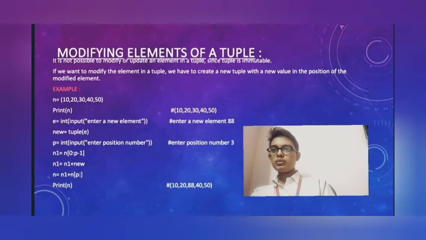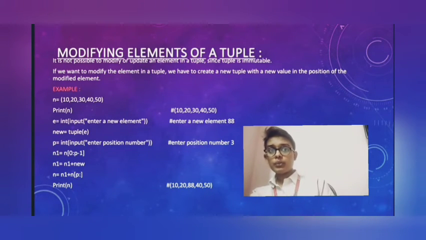N1 is a new tuple. N1 is equal to n of 0 to position minus 1. The position is 3. So 0 to 3 minus 1, that is 0 to 2. Which will print the value 10, 20. The N1 tuple contains 10 and 20. N1 is equal to N1 plus new. The new contains 88 and N1 contains 10 and 20. Both concatenate and the result will store in the N1 tuple.